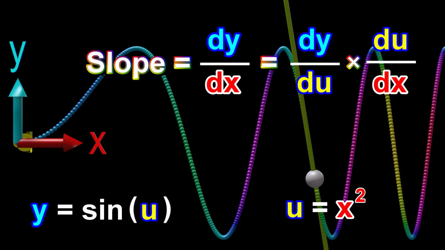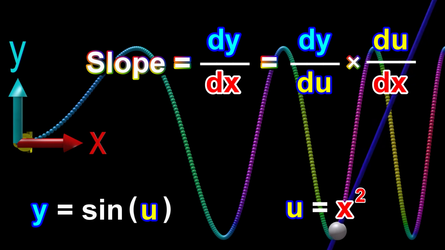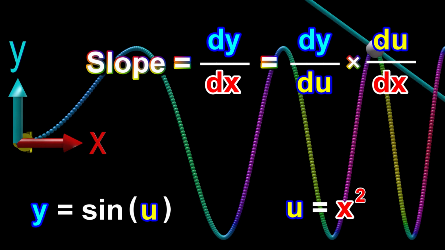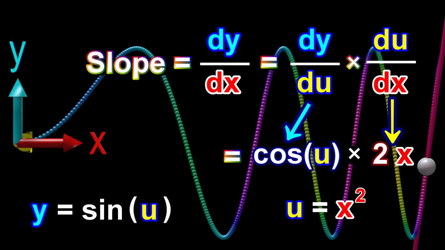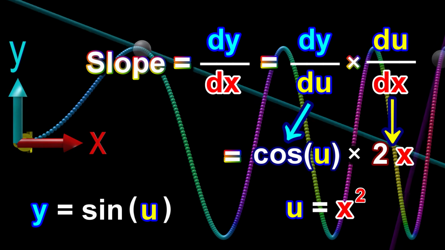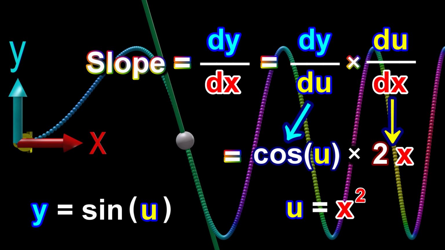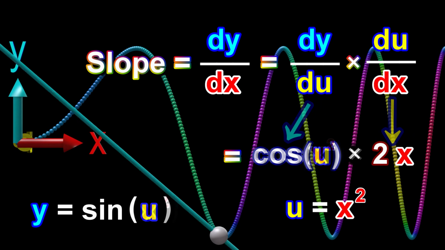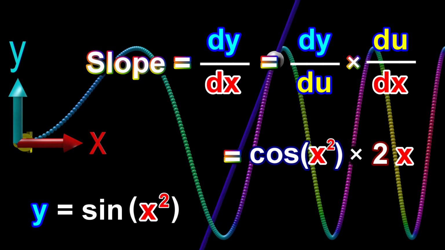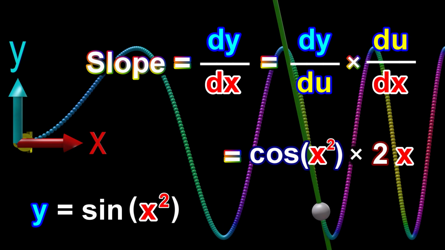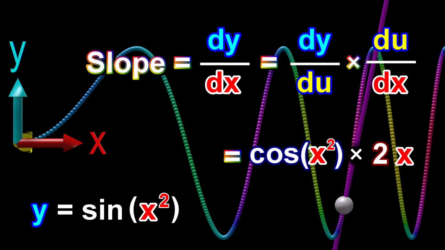In this particular example, if we substitute the values for dy divided by du, and du divided by dx, we get the following expression. In this particular example, this is our expression for the derivative of y with respect to x.